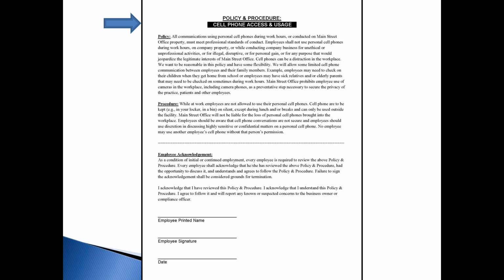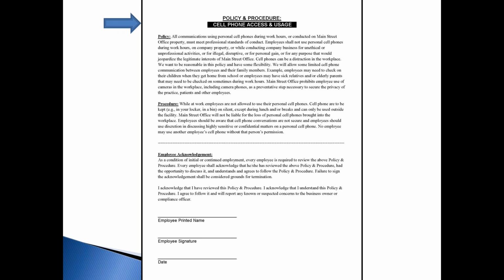So there's the policy procedure. While at work, employees are not allowed to use their personal cell phones. Cell phones, you can keep in your locker in a bin. Keep it on silent. Main Street Chiropractic Office will not be liable for loss of personal cell phones brought into the office. Employees should be aware that cell phone conversations are not secure. No employee shall use another employee's cell phone without that person's permission.